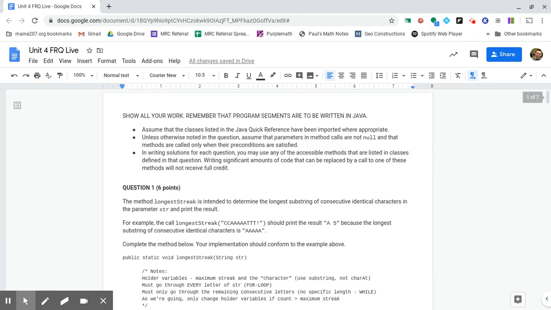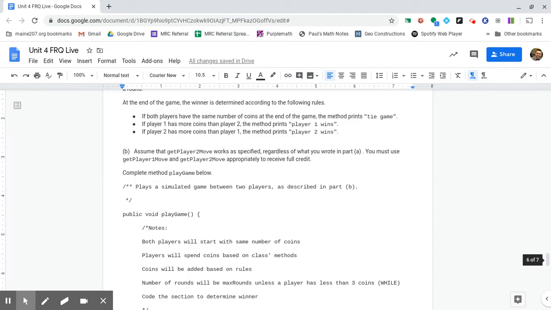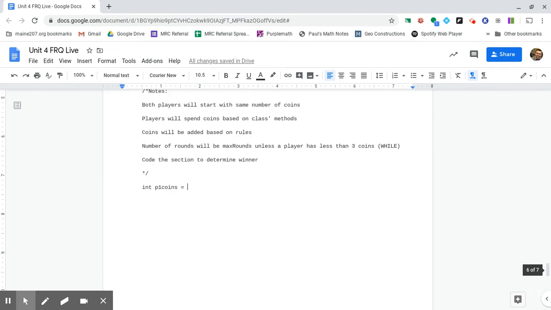I went all the way up to the beginning. My bad, guys. Int P1 coins is going to equal starting coins, as will P2 coins. Okay. I also know that at the very beginning of the game, my round is equal to 1. So there's kind of a start.